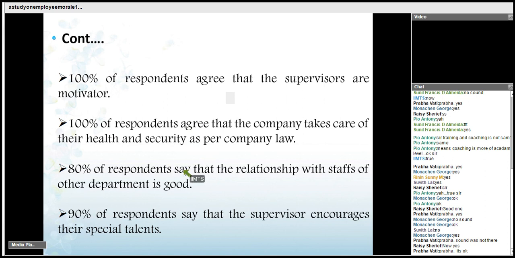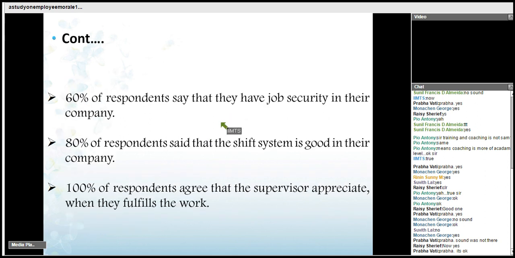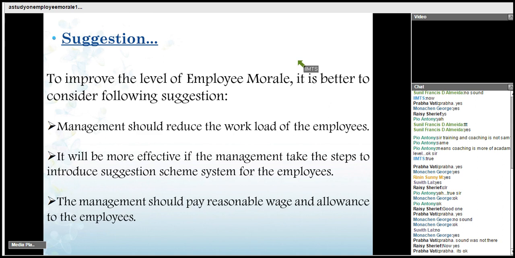80% of respondents say that the relationship with staff of other departments is good. 90% of respondents say that the supervisor encourages their special talents. 60% of respondents say that they have job security in their company. 80% of respondents said that the shift system is good in their company. 100% of respondents agree that the supervisor appreciates them when they fulfill the work.